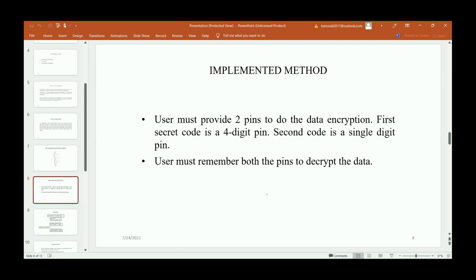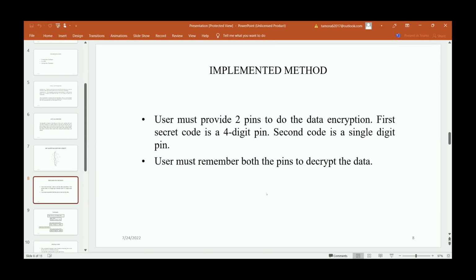Next is the implemented method. What I have implemented using all these techniques is how I developed the algorithm to encrypt and decrypt data. The basic thing is the user should provide 2 pins. When you use the algorithm, it asks for 2 pins. The first pin would be a 4-digit pin. It could be any numbers, but up to 4 digits.